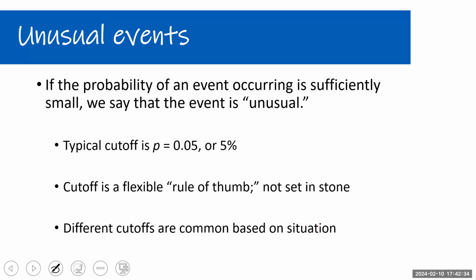Now, this is somewhat of a flexible rule of thumb. It's not really set in stone. Different cutoffs can be determined based on different situations. So if we had 5%, let's say that you were all in my class and I gave you all a pill.